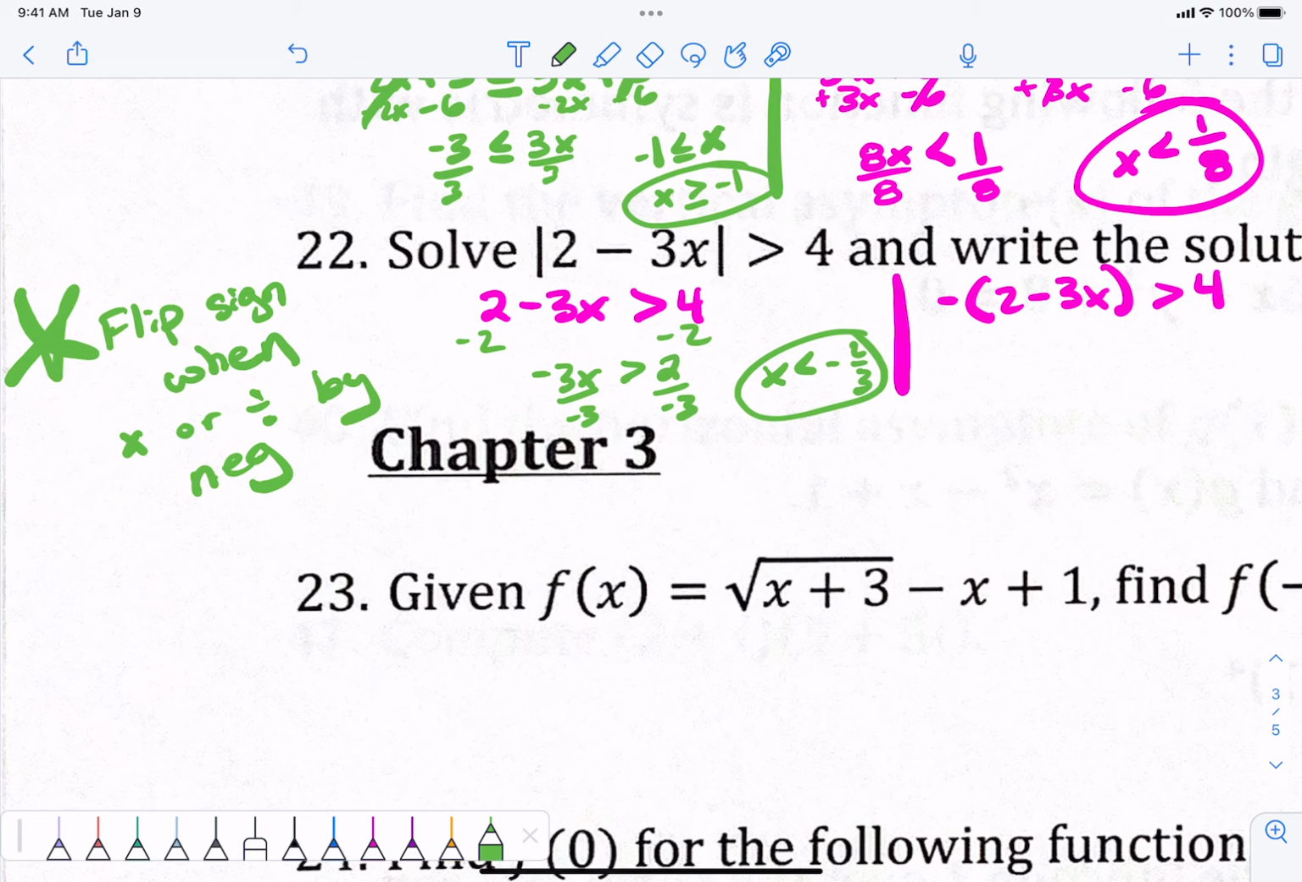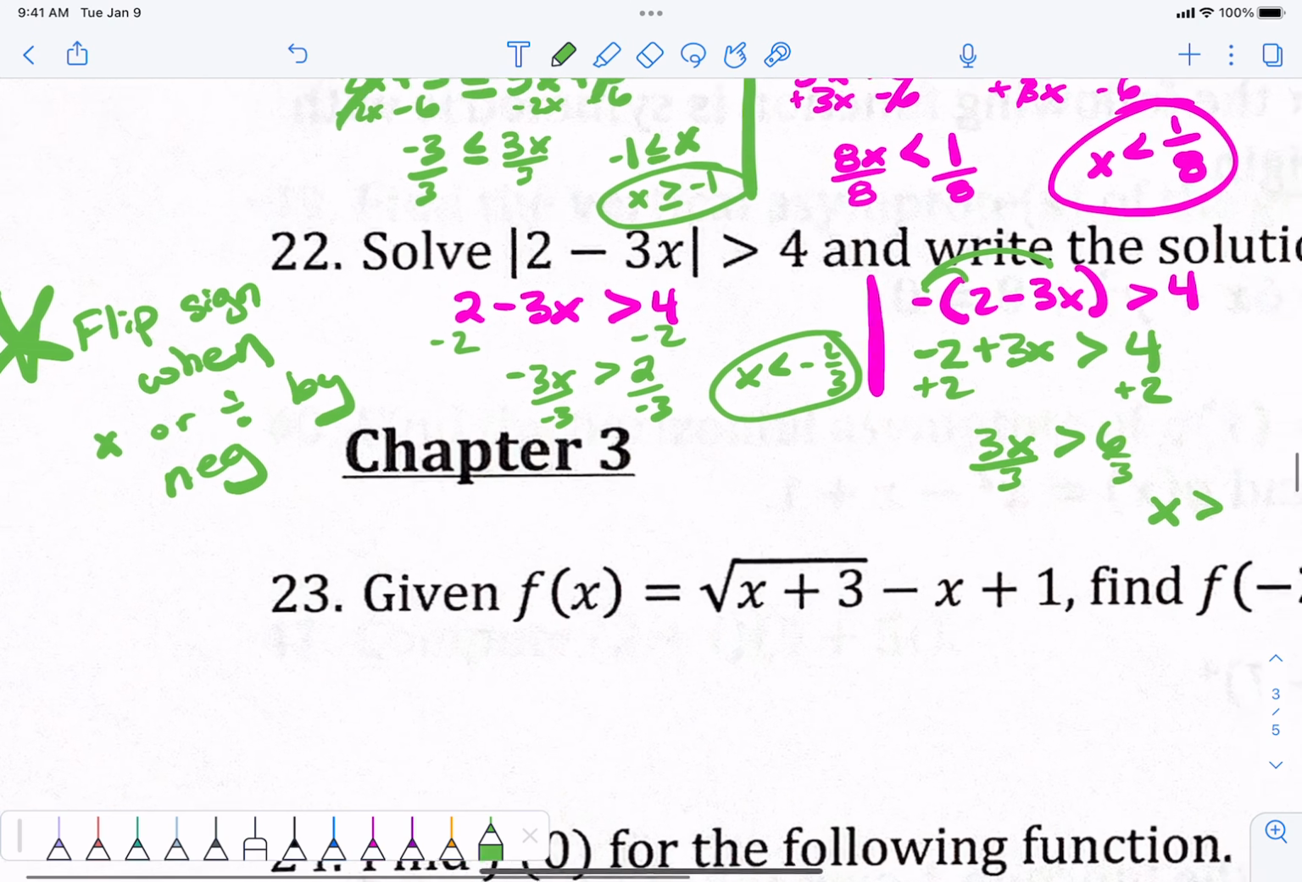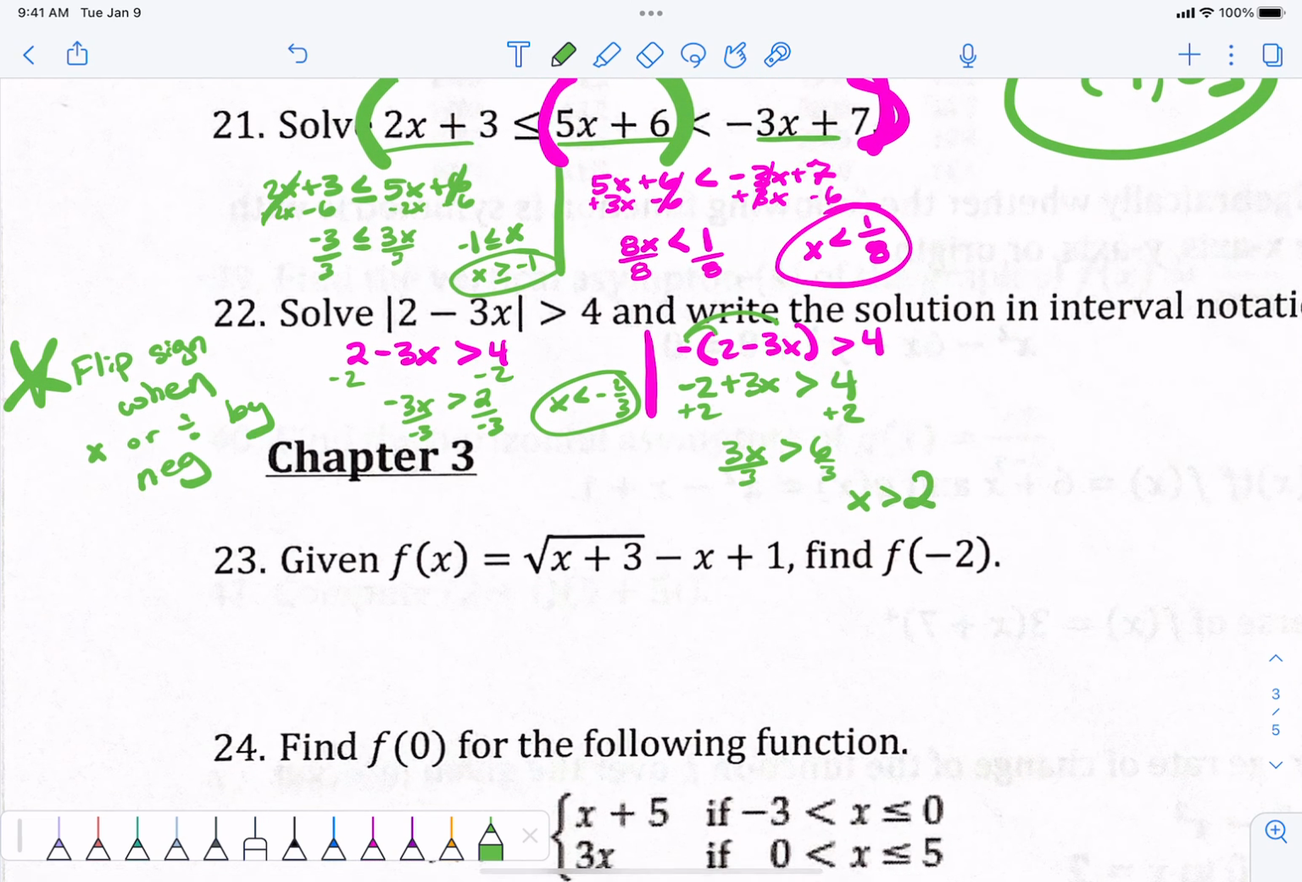Okay, the second side over here. Now, you can distribute the negative through if you want, or you can divide by negative and flip it. It doesn't matter. Actually, let's distribute the negative through because that'll turn my x positive. Negative 2 plus 3x. Let's do that. Okay, and then we add the 2. 3x is greater than 6, divided by 3. X is greater than... I wrote the wrong sign. X is greater than 2.